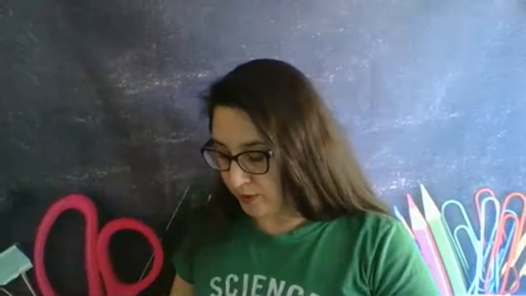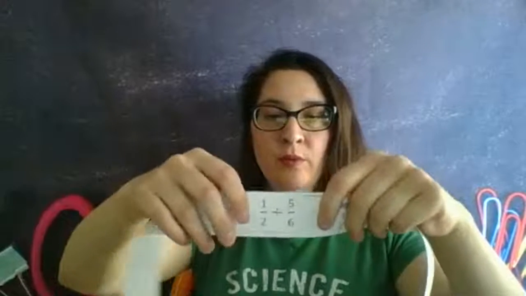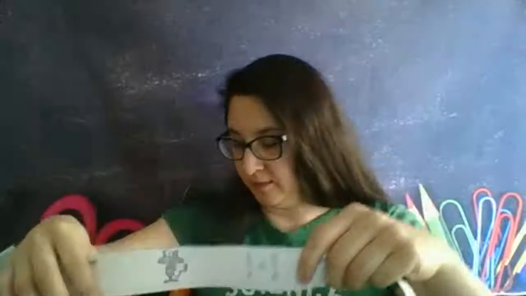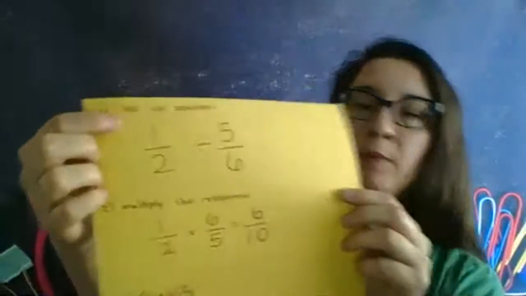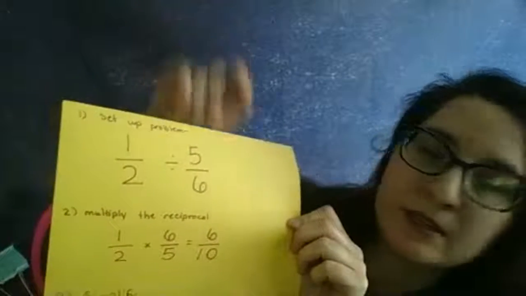I did do some problems for the next two. Whenever I did that, I found my 1 and 1/15. I glued it on there. So my next problem is 1/2 and 5/6. I'm going to set up my problem. So a half divided by 5/6.